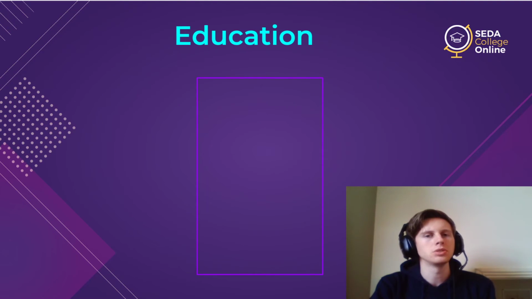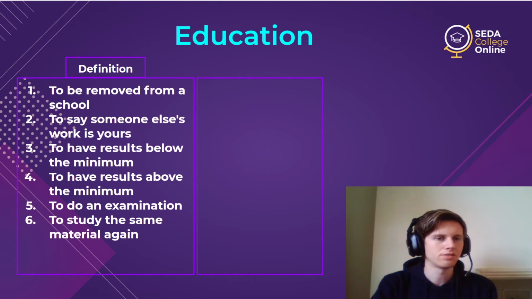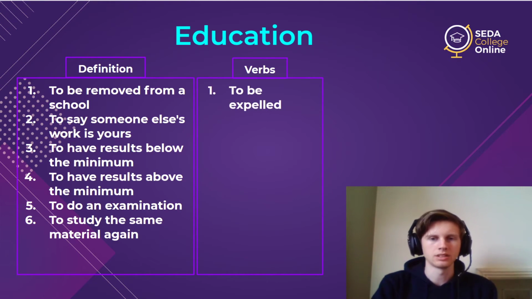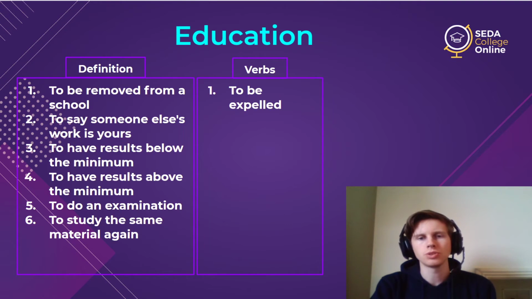Now I'm going to go to some verbs. Same system, but now they're mostly the same for both countries. So I've got 6 verbs here. So number 1, to be removed from school. Well, the verb for this is to be expelled. So this has the idea, usually due to behavior. You know, a student does something bad and they cannot return to school, so they've been expelled.